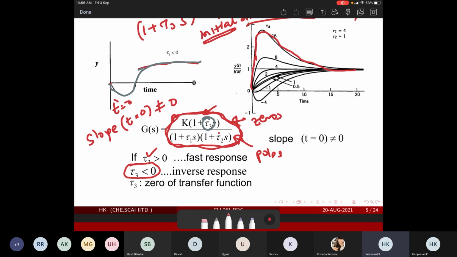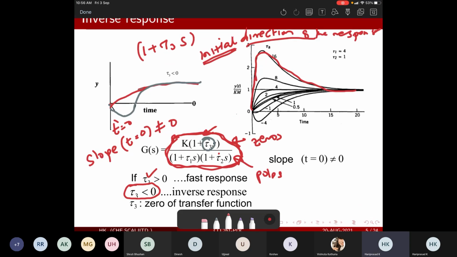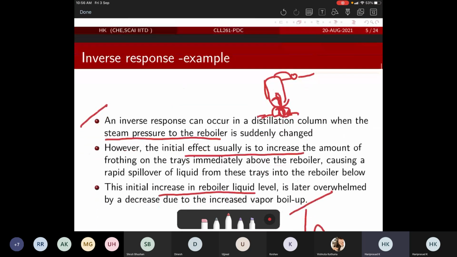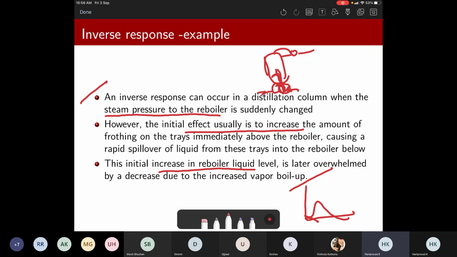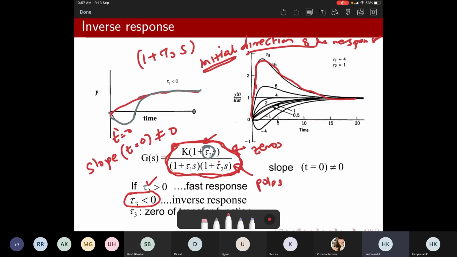So what I am trying to say is the presence of a zero can influence the initial direction of the response. As I told, this could be a sudden change in the level in a reboiler drum when you suddenly apply a high steam pressure. Or I don't know if some of you have tried driving cars with automated manual transmission. When you push the accelerator down to suddenly increase the speed, you would see a lag. The first moment the speed would go down, then only it keeps on increasing. They all correspond to examples of inverse response.